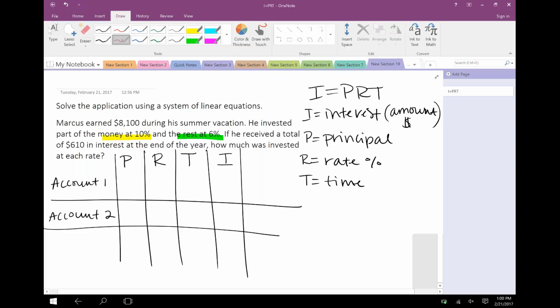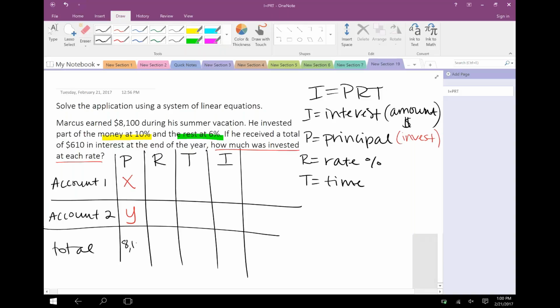So the principal is asking you, that's how much you invested, your investment. So you're looking for the principal for each account. That's what this is asking. So I'm going to make one account, let that variable be X, and the other account, the variable will be Y. And what's the total amount? What's the total amount that he had to invest?